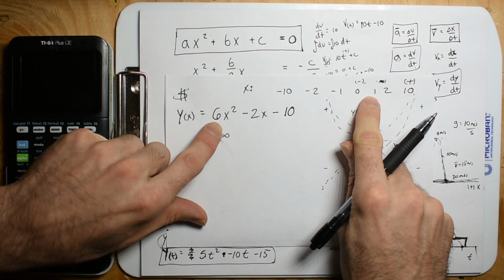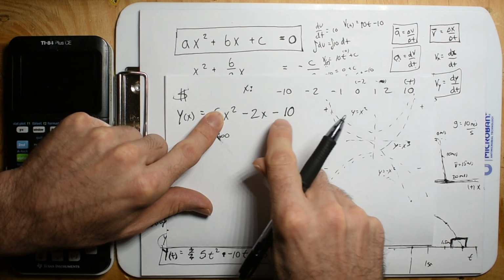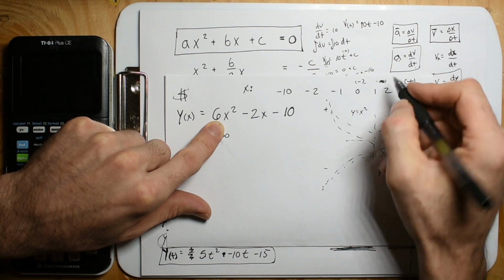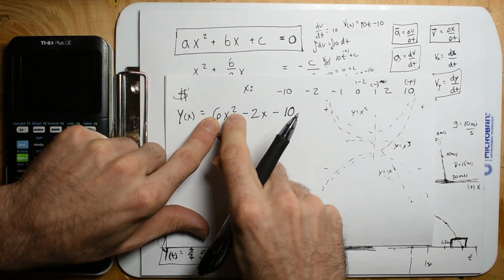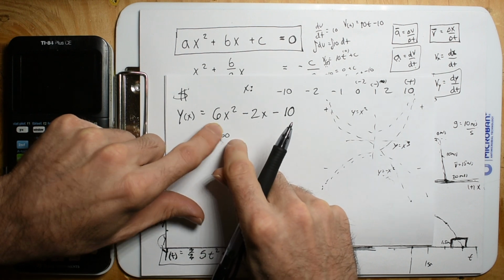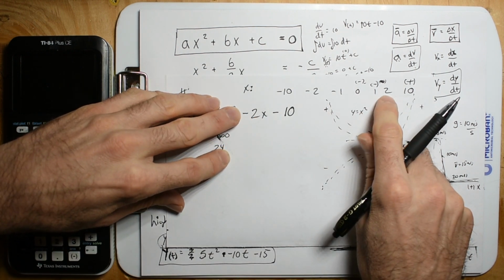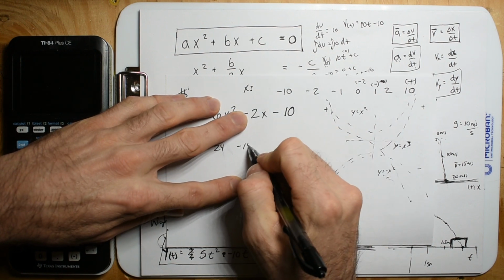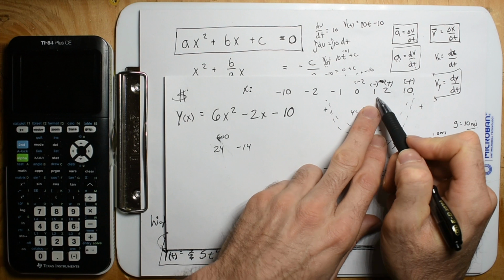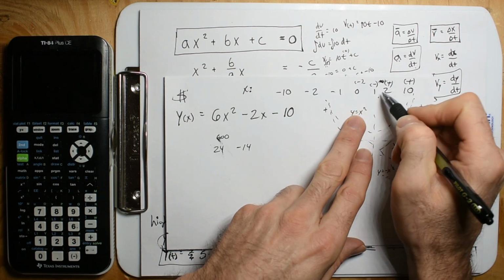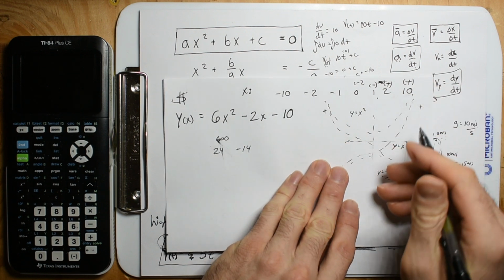And so let's throw in y is equal to 1. If I have 6 minus 2 minus 10, well, I'm going to have a negative number there. How about when I throw in 2? 2 squared is 4. 4 times 6 is 24. Minus 4 minus 10, that's minus 14. Whoa! I get my first positive number. So now I know that I have, and this is the math term, a root between 1 and 2. But I don't like to use terms like roots.